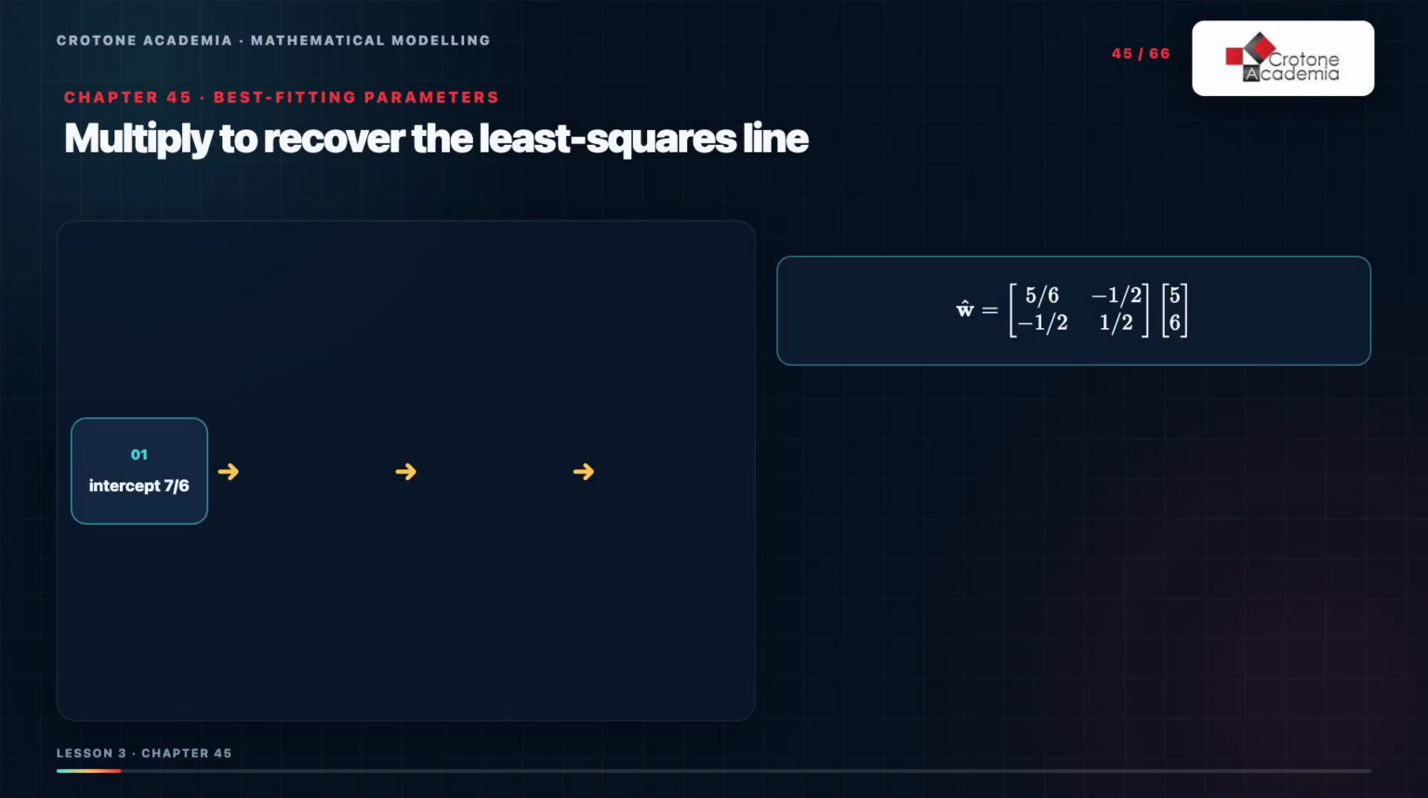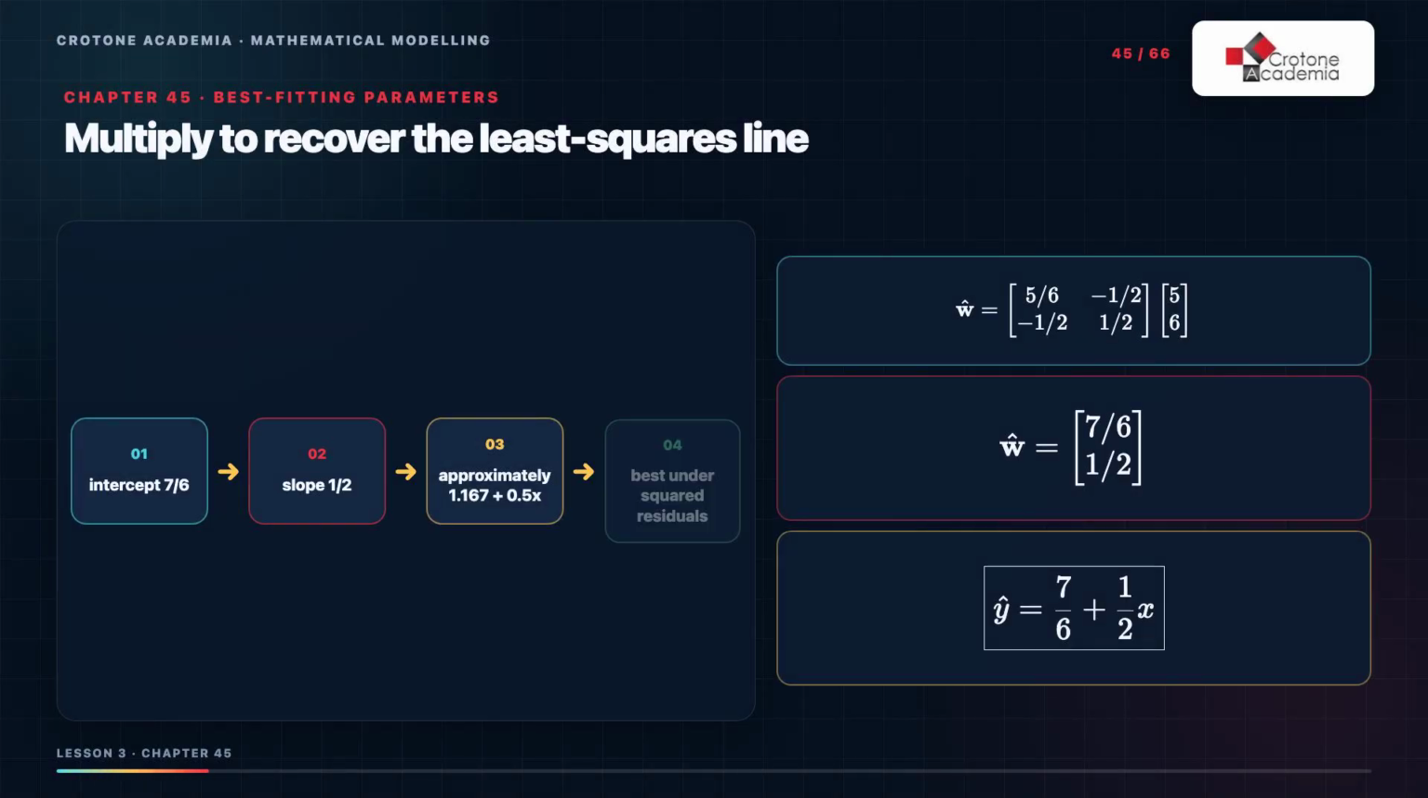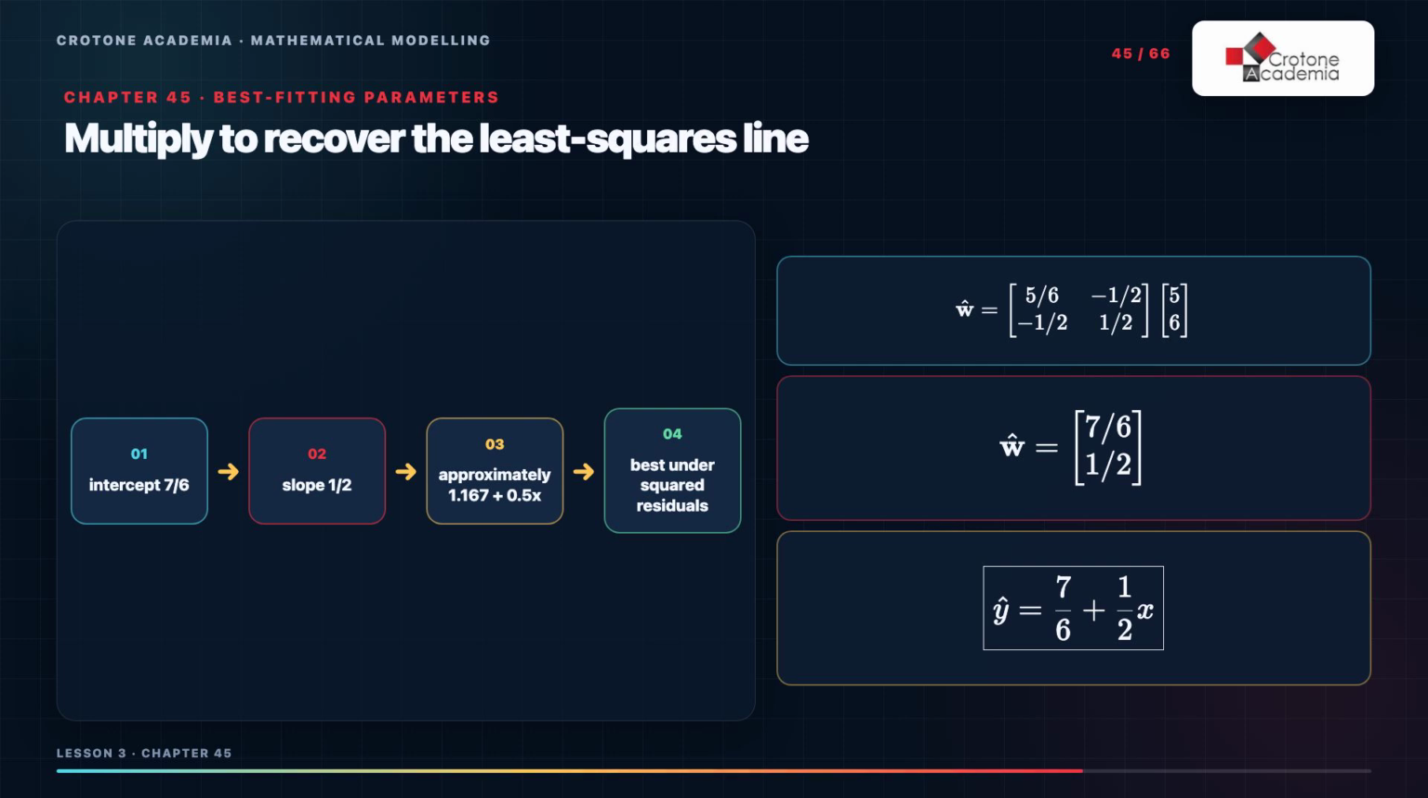Multiply the inverse by 5/6. The intercept is 25/6 minus 3, which is 7/6. The slope is negative 5/2 plus 3, which is 1/2. Therefore, the fitted line is y hat equals 7/6 plus 1/2 x, or approximately 1.167 plus 0.5x. It does not pass through every point. It is optimal under the squared residual criterion.